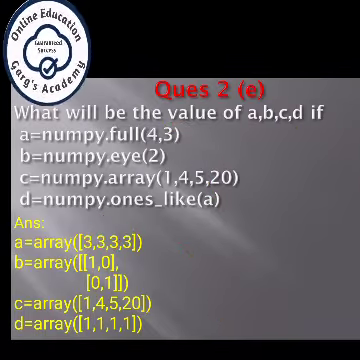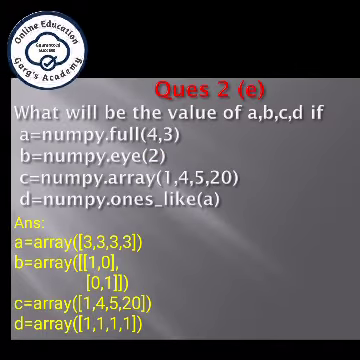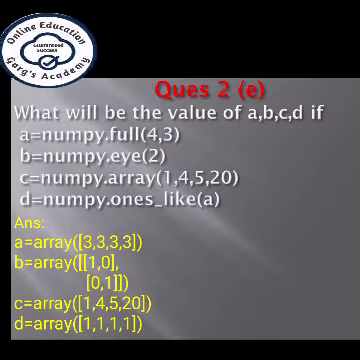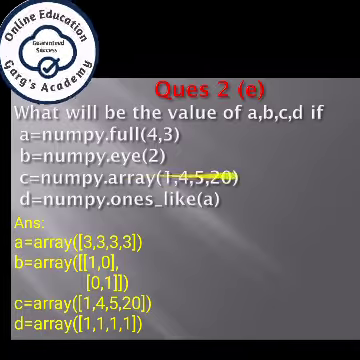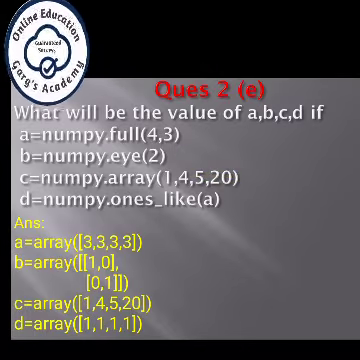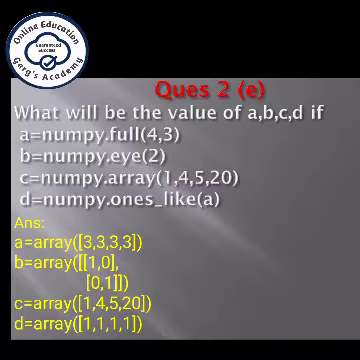Next question, the I function, it will create the identity matrix of order 2 by 2, diagonal identity matrix. Next question is numpy.array, it is used to create the array of the list given. Then it will take simply the values 1, 4, 5, 20.